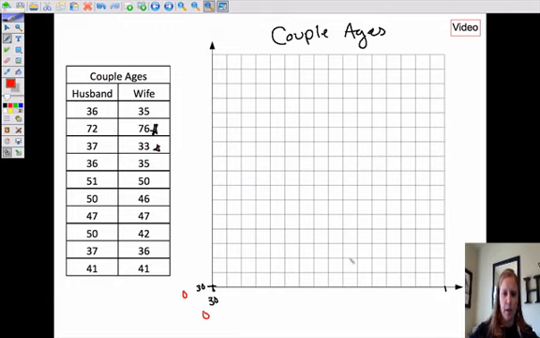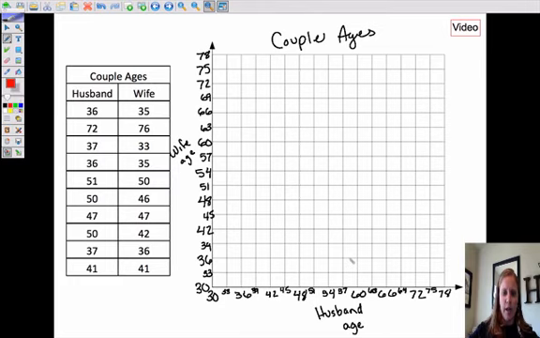So I already kind of went through here and have a scale set up. So I go from 30 to 78, 30 to 78. And then I just put my husband's ages on the x-axis and the wife's ages on the y-axis. Again, it doesn't matter. We could have had the wife's age on the x-axis and the husband's on the y-axis. It doesn't matter.